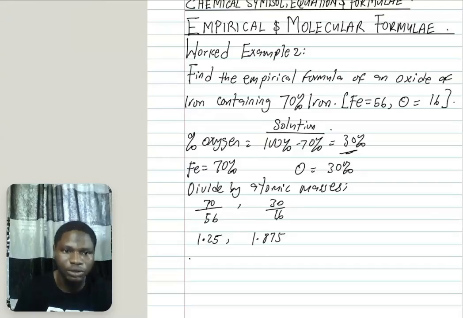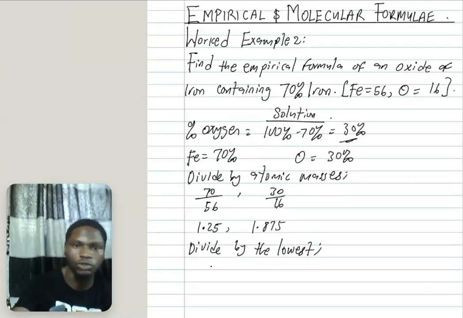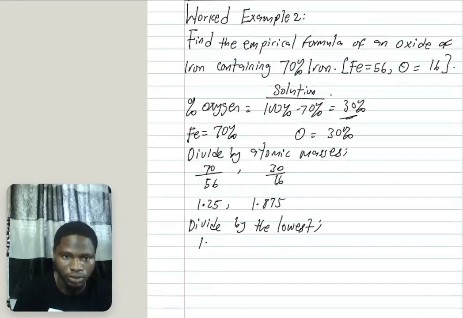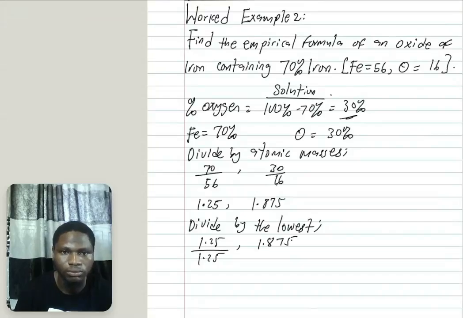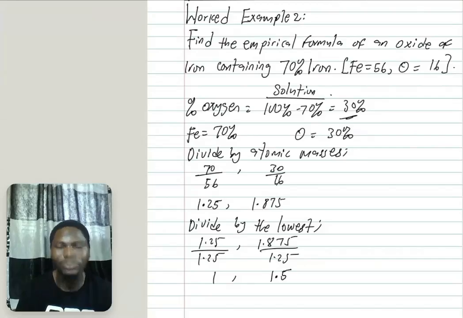Now the next step is to divide by the lowest, or the smallest mole. Which one is the lowest? It is 1.25. So divide by 1.25. This cancels this, you have 1. Then 1.875 divided by 1.25 gave me 1.5. Aha. So see what we have.